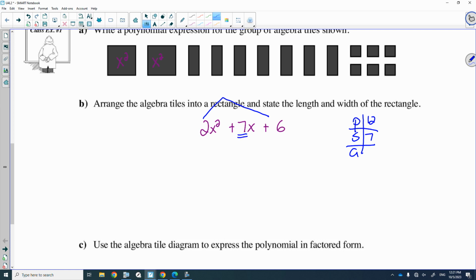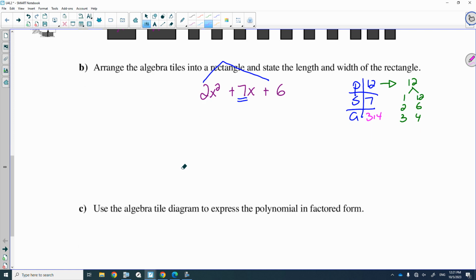Sum is 7. So you take the 12 and you say, okay, what are all of the numbers that multiply to 12? So 1 and 12, 2 and 6, 3 and 4. By inspection, you could get what your answer is. What were the two numbers that multiplied to 12, sum to 7? So what would those two numbers be? 3 and 4.